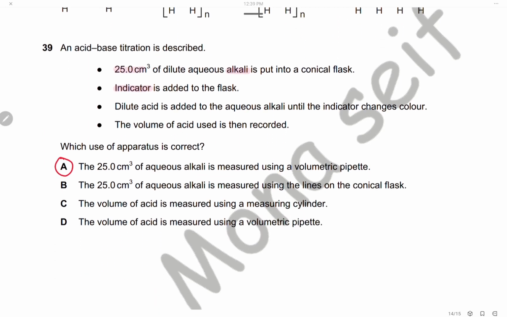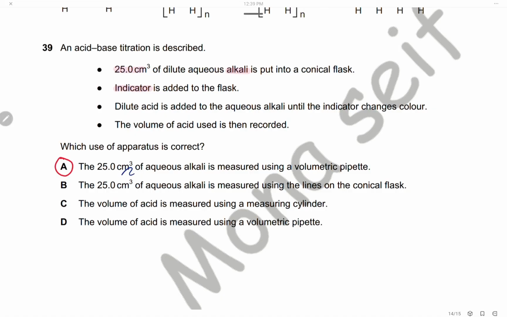Question 39. An acid-base titration is described. 25 cm³ of aqueous alkali is put in the conical flask. Indicator is added to the flask. Dilute acid is added until the indicator changes color. The volume of the acid is recorded. Which use of apparatus is correct?